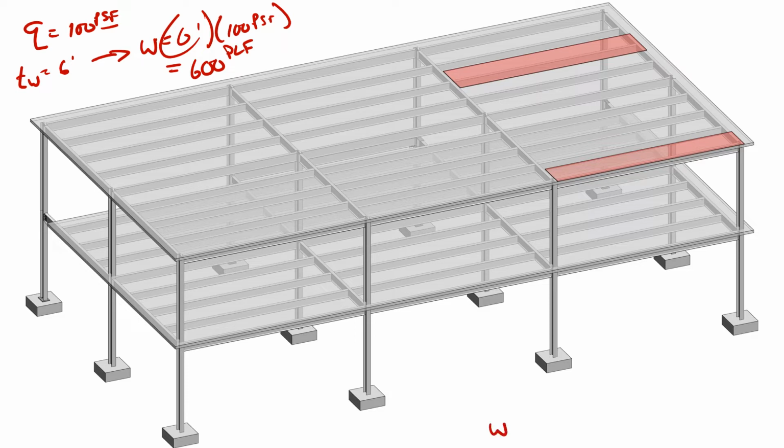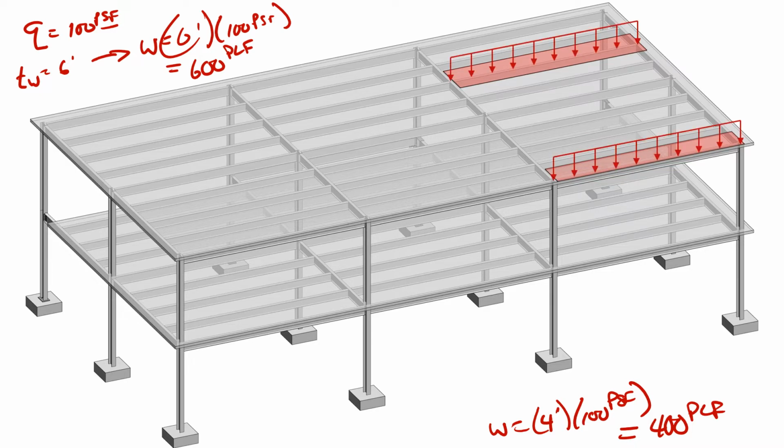So we could say that W for the outside would be, say, 4 feet times 100 pounds per square foot. That would be equal possibly to 400 pounds per linear foot. And then we would do our analysis of those filler beams due to a line load like this, where W is equal to 600 pounds per linear foot there, and W is equal to, I'm running out of space, that wasn't very smart. W is equal to 400 pounds per linear foot there.